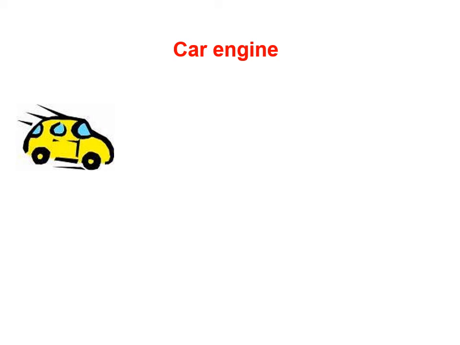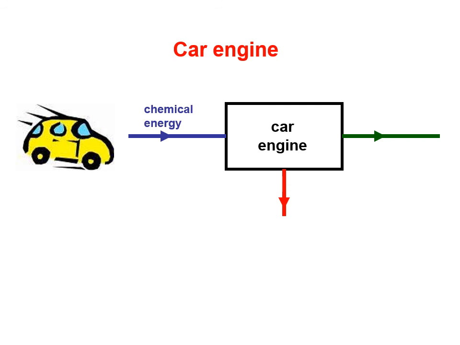Car engine would be another case in point. So we've got the car at the start. We have chemical energy from the fuel, from the petroleum that you're using to power the car, or if it's an electrical car, electrical energy. Then we basically want the car to move, so the useful energy is the kinetic energy of the car moving, and wasted energy could be sound, for example, or heat energy.